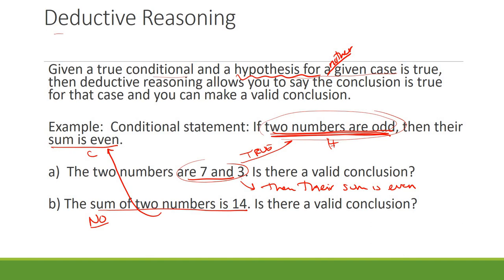Because we can think of lots of two numbers that add together to 14 that are not both odd. I can say 10 and 4, I can say 12 and 2, etc., etc. So I need a hypothesis that is the same as the given hypothesis, then I can make a valid conclusion.